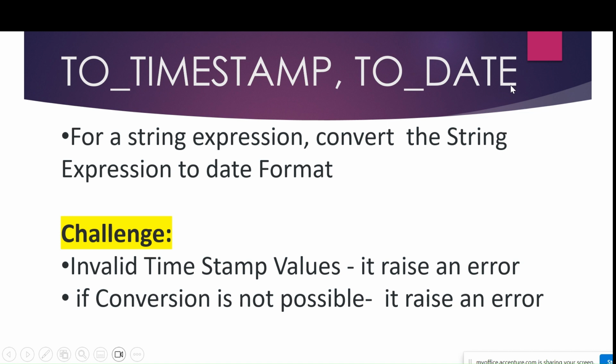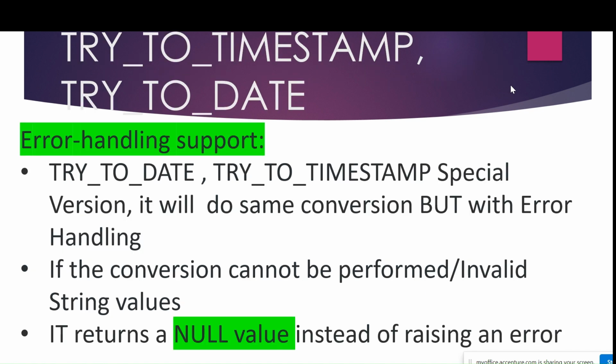So Snowflake has come up with a new version of these functions, that is TRY_TO_TIMESTAMP and TRY_TO_DATE. These special versions will do the same conversion but with error handling. If conversion is not possible, wherever invalid string values are there, it will return a null value instead of raising an error. So that is the advantage of TRY_TO_TIMESTAMP and TRY_TO_DATE if we use these functions.